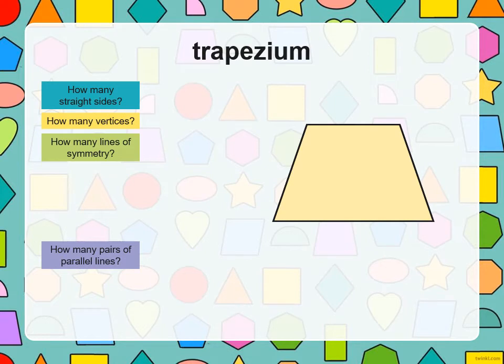Trapezium. How many straight sides? 4 straight sides, 2 equal length sides. 4 vertices, and 1 line of symmetry. And 1 pair of parallel lines.